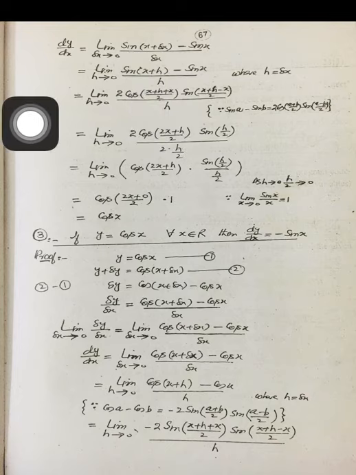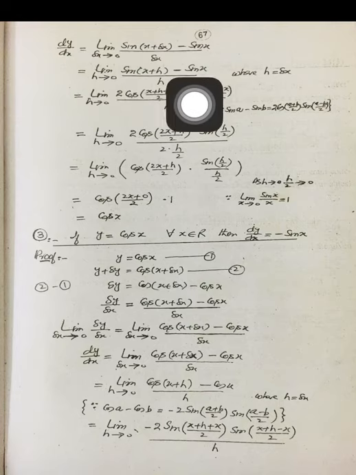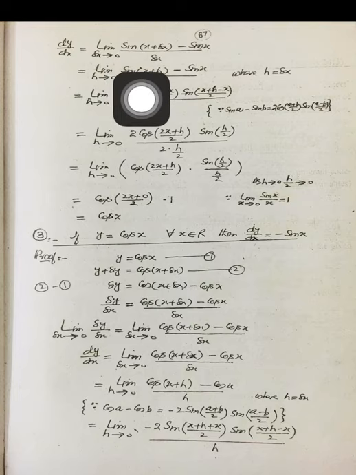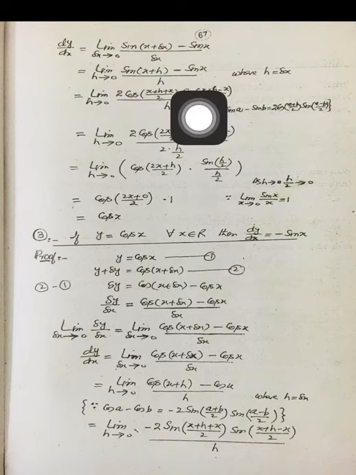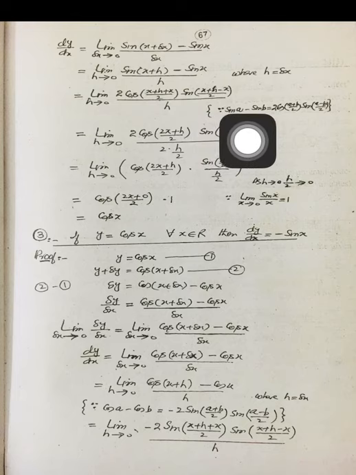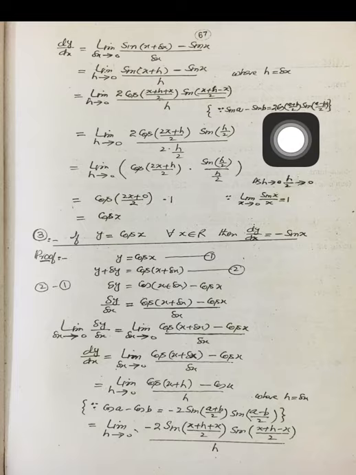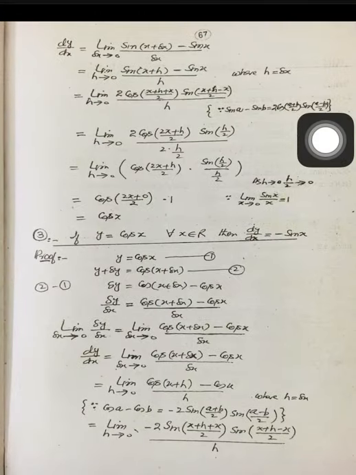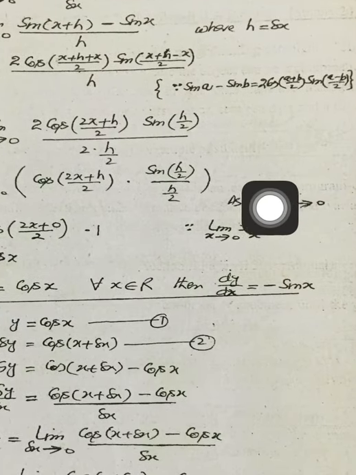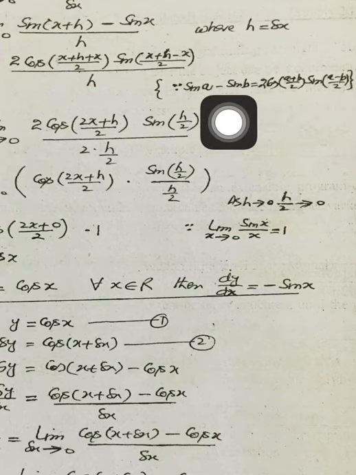In the next step, I am going to apply the formula for sine A minus sine B. Here is the formula I am applying in this step. As we know, sine A minus sine B always equals 2 cos of A plus B over 2 times sine of A minus B over 2. Now I am putting this formula here.